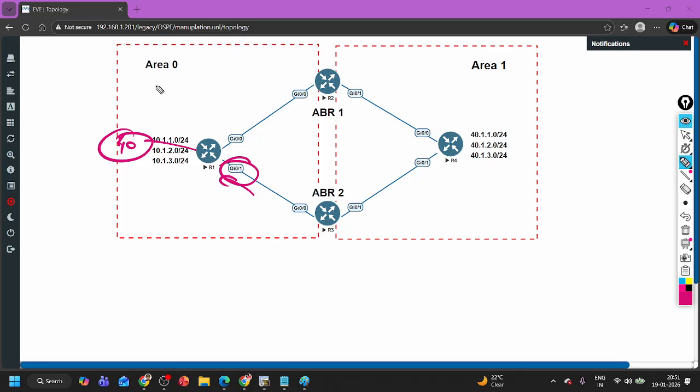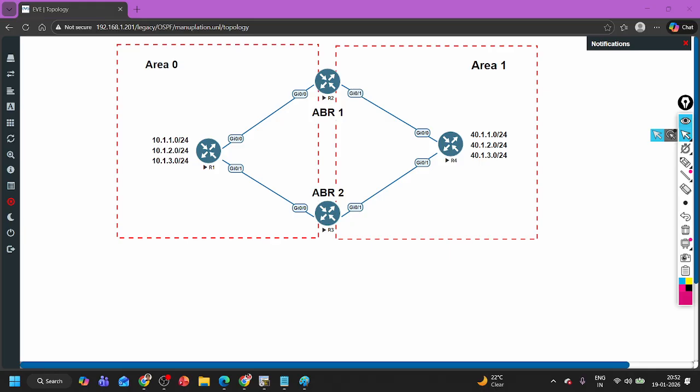So that's why generally we will not change the cost on this interface. Instead of doing that, for active and standby scenario, for primary and backup scenario, I will run the max metric command here. And you can run the max metric command for router LSA, for summary LSA, as well as for external LSA. Means we can control router LSA, summary LSA, and external LSA: LSA1, LSA3, and LSA5.